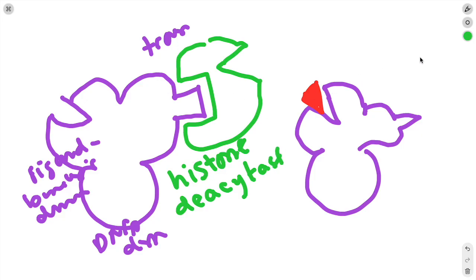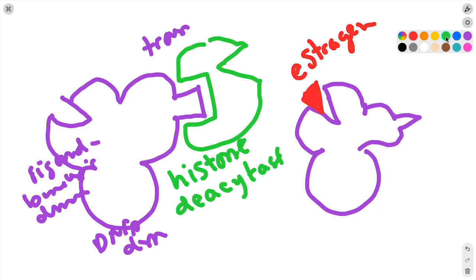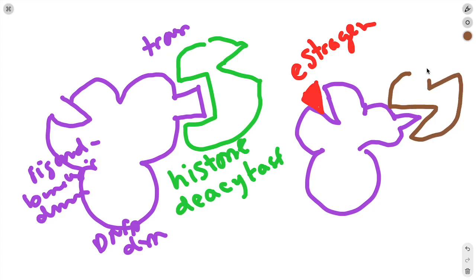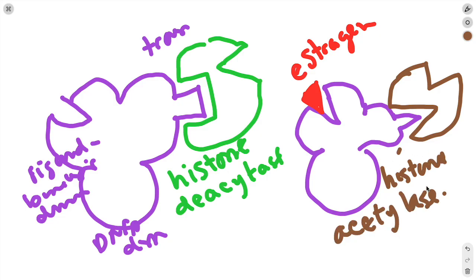When estrogen binds, the shape of the ligand binding domain changes, and that causes a change in the transactivating domain. Now the transactivating domain lets go of the histone deacetylase and binds to a different enzyme, a histone acetylase. That's it. So a different enzyme, right?